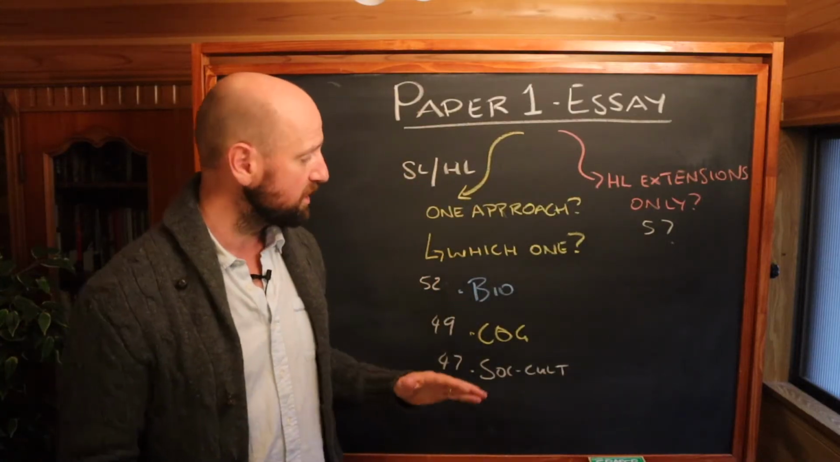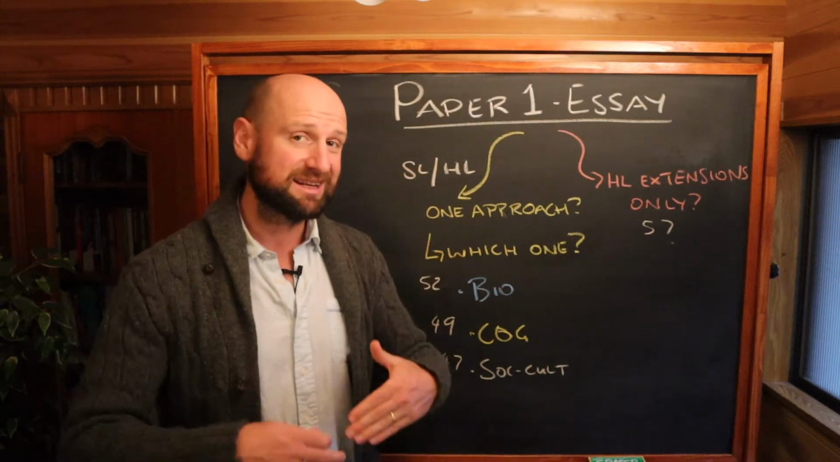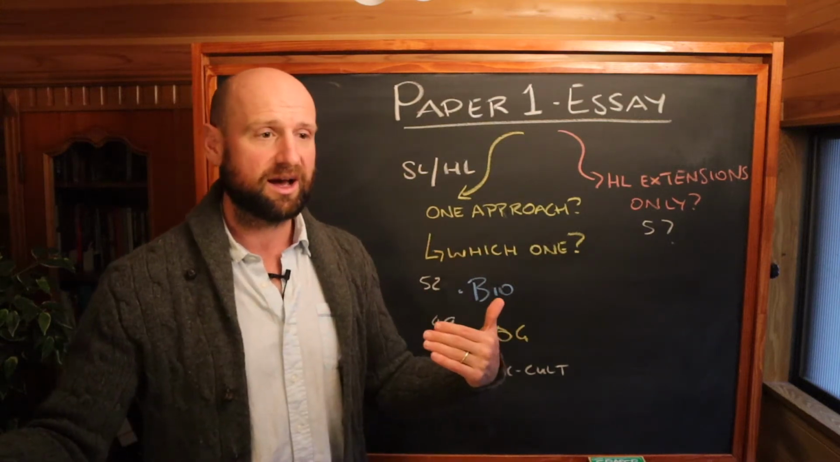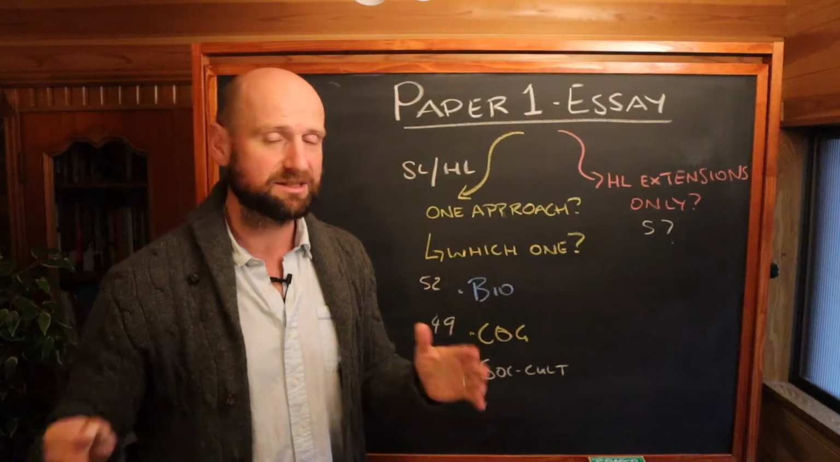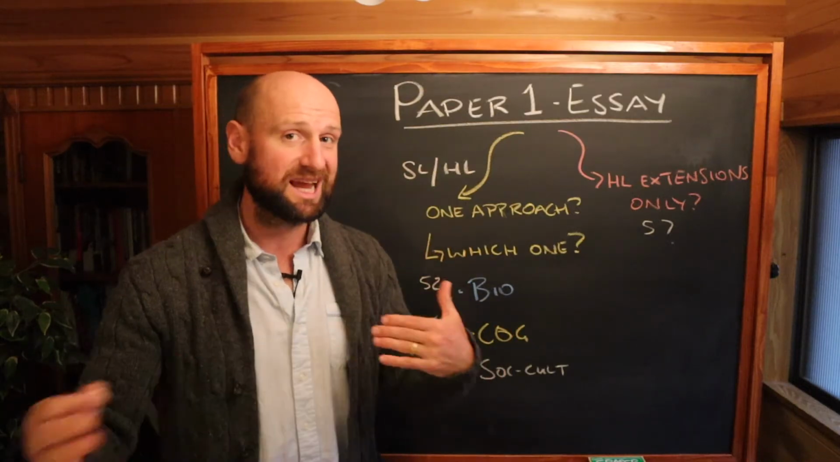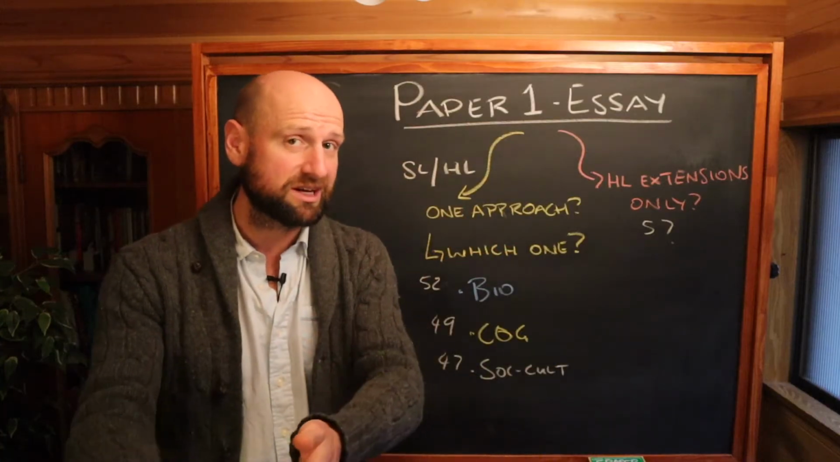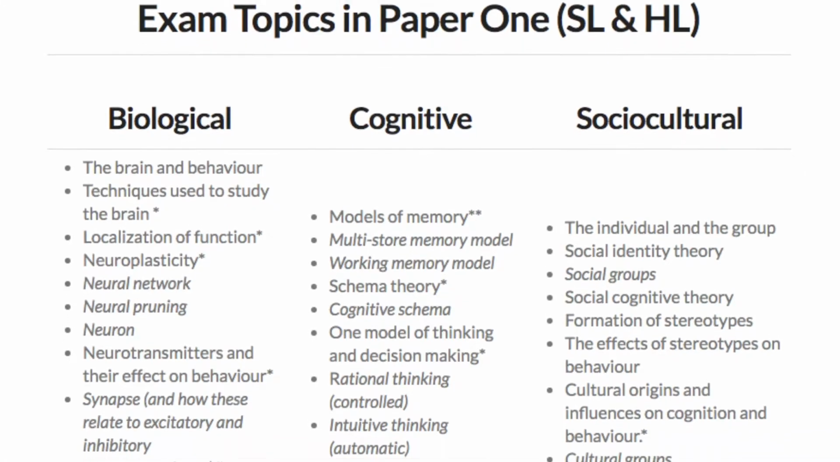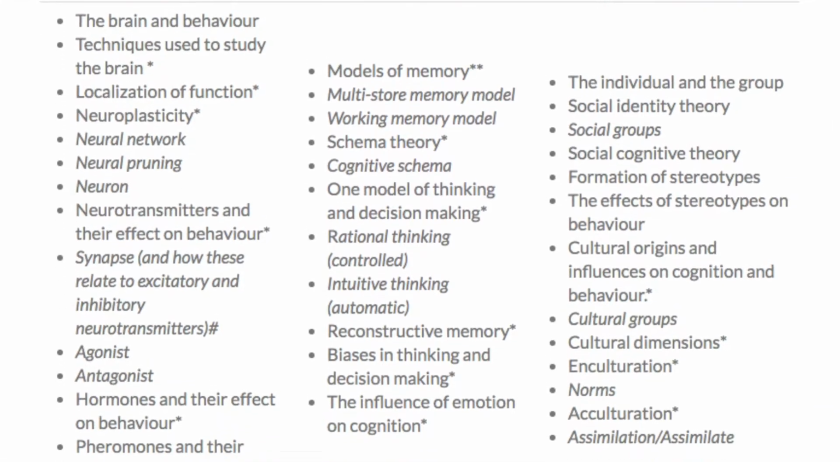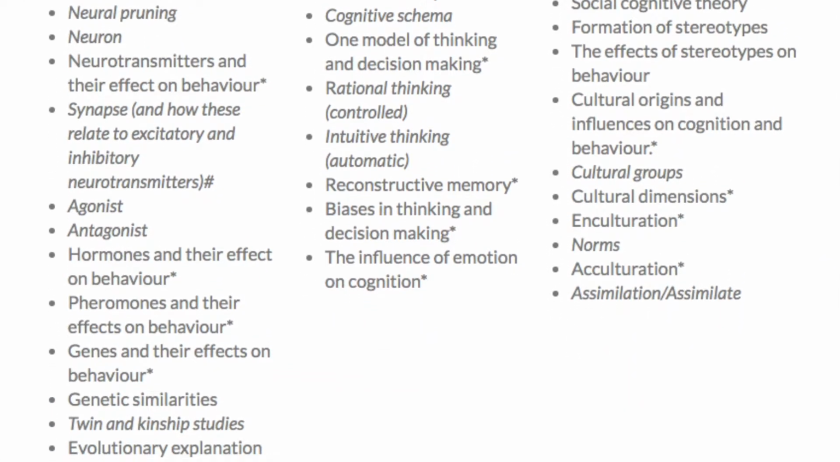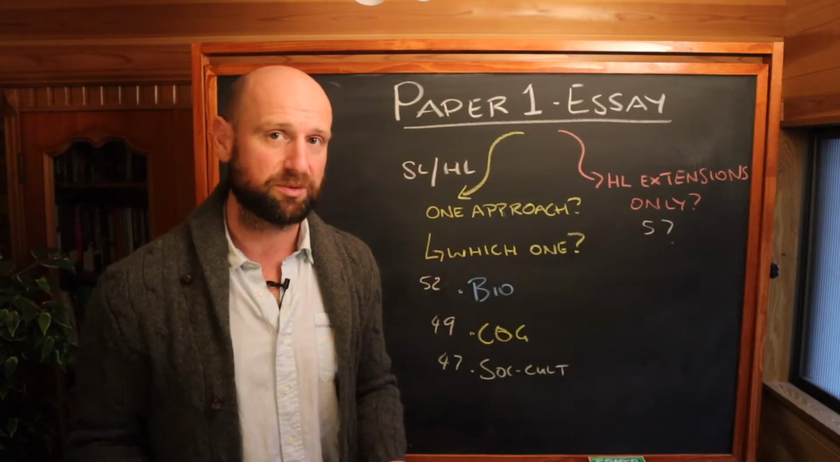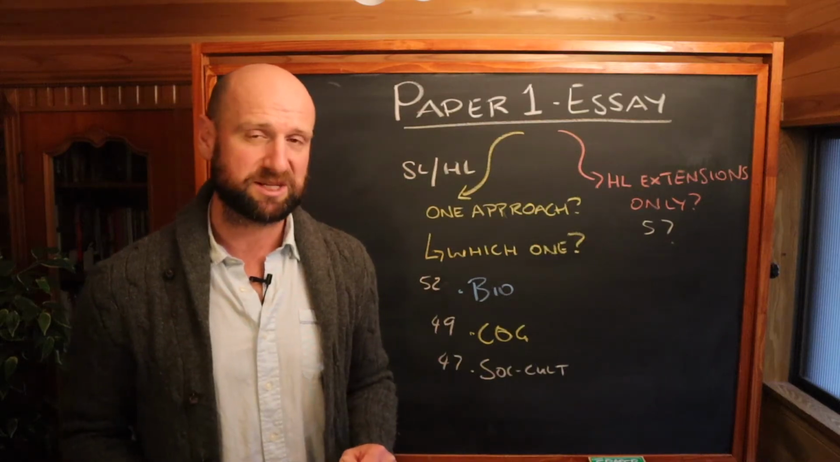So when I teach the course, I teach all of the topics and I teach them in enough detail for any student to be able to answer essays, I hope. But then when it comes to exam review, I get my students to specialize. Are you going to be a biological psychologist, a cognitive psychologist, or a socio-cultural psychologist? Knowing that you still have to answer all the short answer question topics, but for the essay, choose one, become an expert. Now, which one to choose to become an expert in?